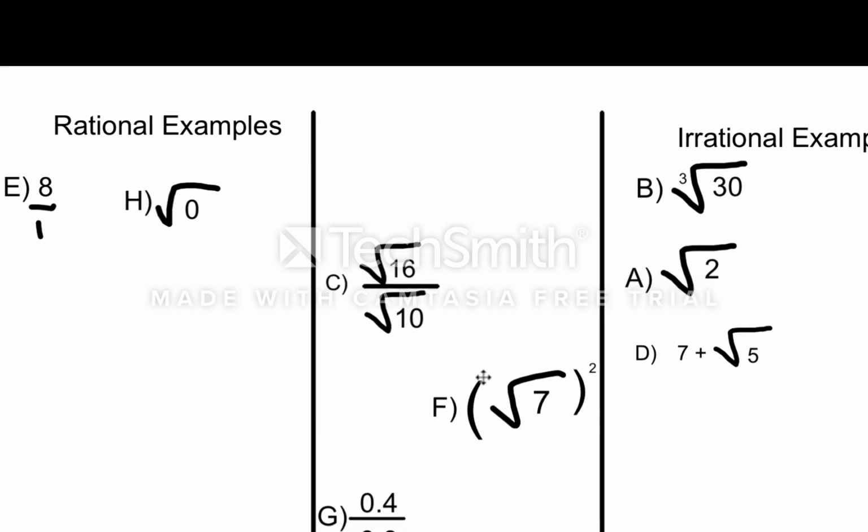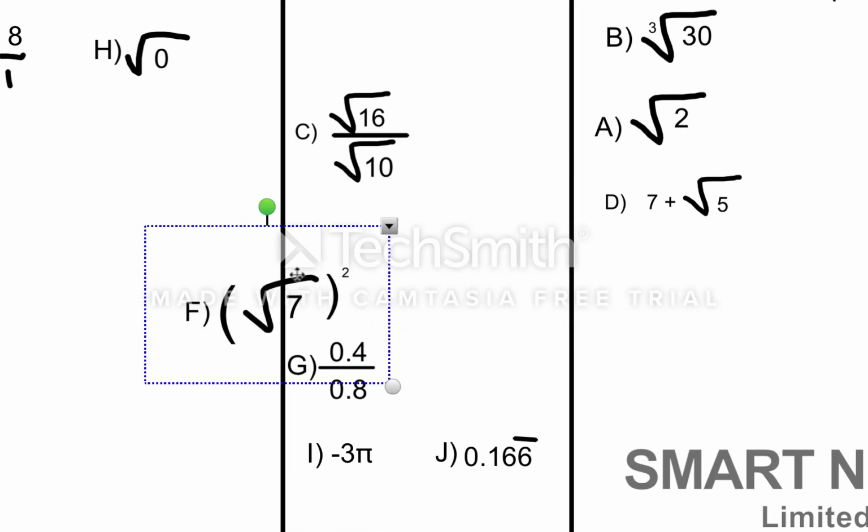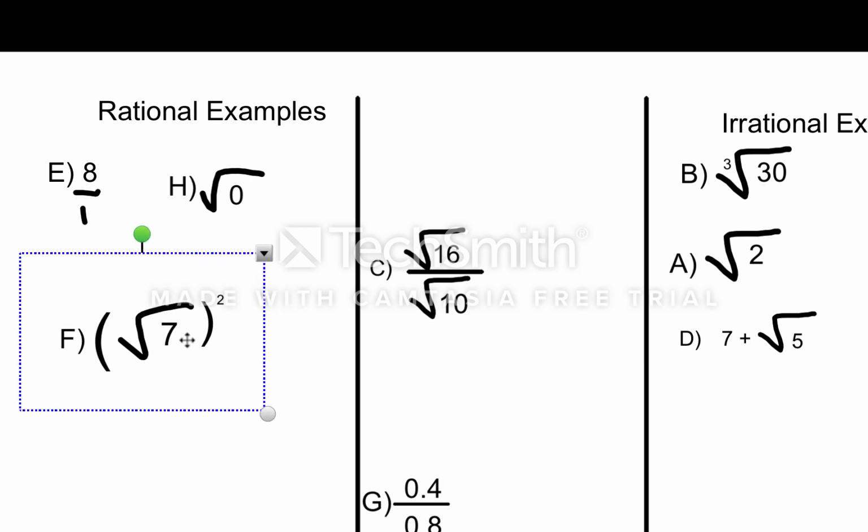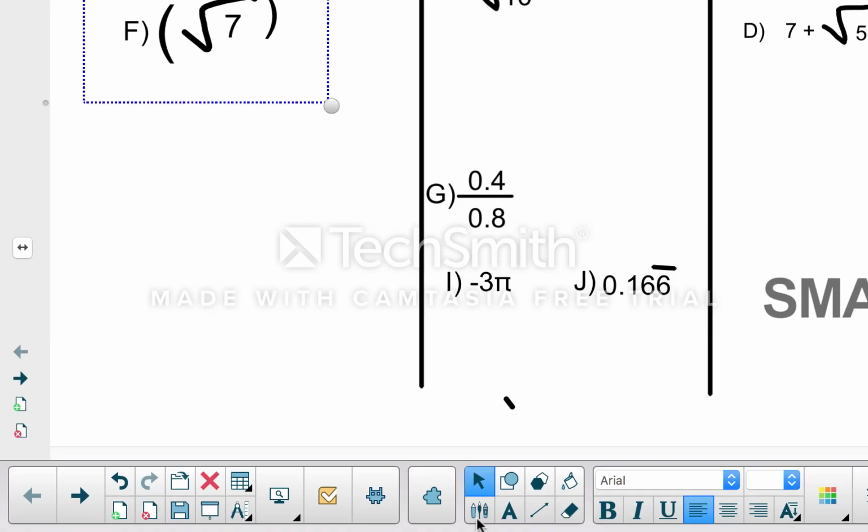Letter F is going to be chosen by the rational examples. Very deceptive again. One deception calls for another. The square root of 7 squared means you're multiplying the square root of 7 times the square root of 7, which actually equals 7. Let me show you what I mean by that.